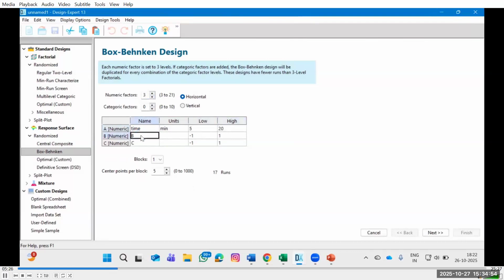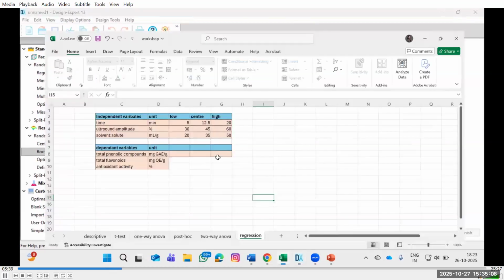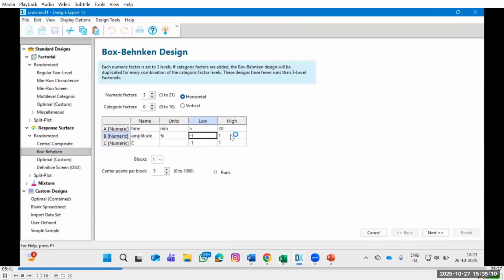Then the second independent variable is amplitude, ultrasound amplitude, which is expressed as a percentage, and the low will be, let's say, 30, and the high will be 60, 30 to 60. So these are the extreme points, or the points within this range. The maximum of all the dependent variables has to be counted.